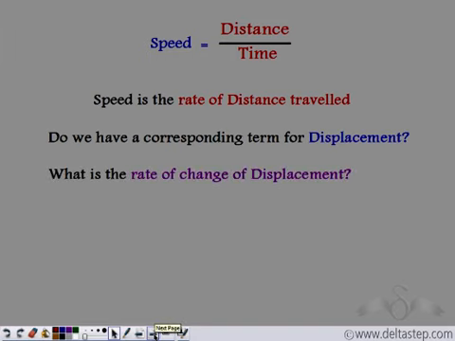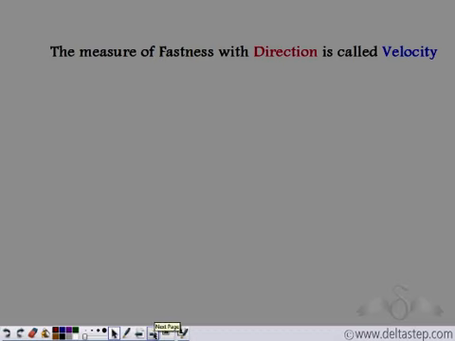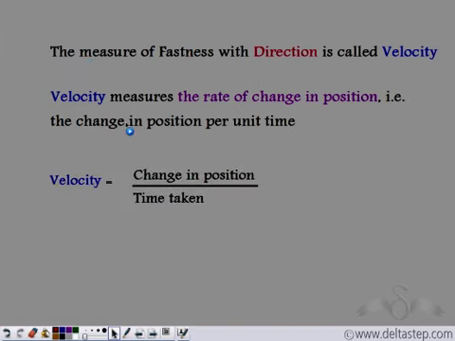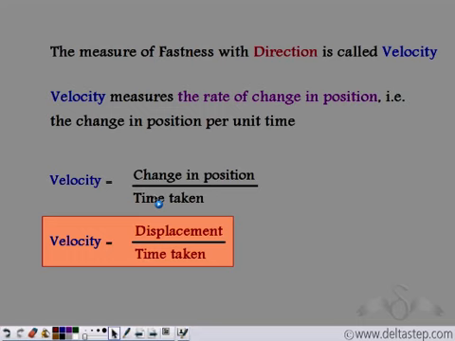Let's see. The measure of fastness with direction is called velocity. Velocity measures the rate of change in position, that is, the change in position per unit time. Its mathematical formula is given by change in position by time taken. What is the change in position? We know that change in position is equal to displacement. So velocity is equal to displacement by time taken. So this is the formula for velocity.